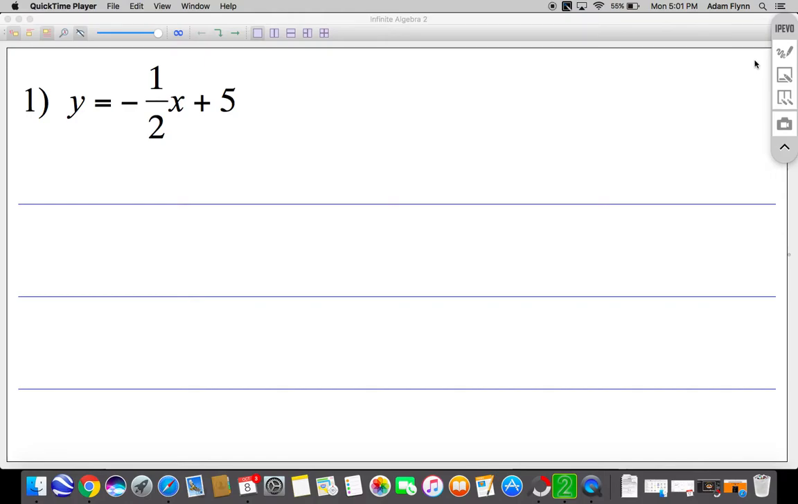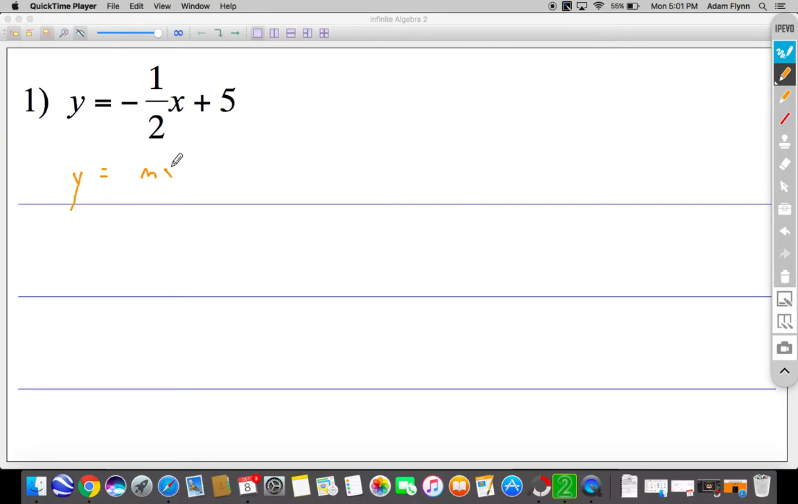This is the example video for key components of lines in slope-intercept form. So first thing I'll do, I'll write my general formula underneath because I know I'm dealing with equations that are in slope-intercept form. So y equals mx plus b.